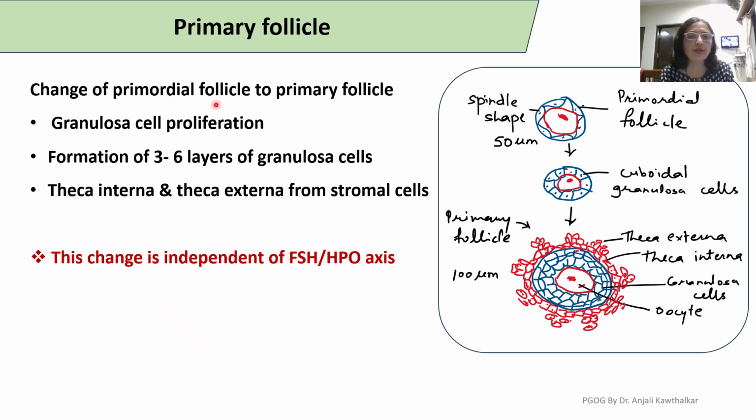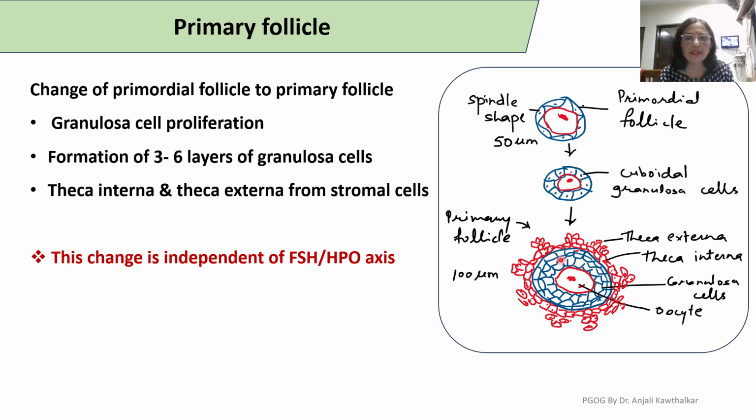Now, how the primordial follicle changes to primary follicle is there is a granulosa cell proliferation. From the first changes, we have already seen spindle shape will go for cuboidal. This is like spindle, and now this is like a cuboidal. I hope you understand or appreciate the difference, that spindle is narrowing at the end, whereas cuboidal is like a cube. So the first initial changes, granulosa cells are becoming cuboidal.